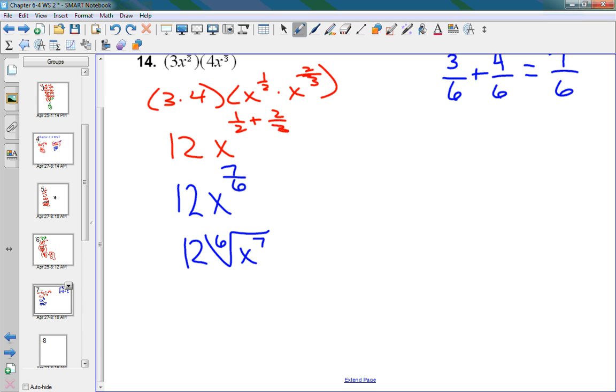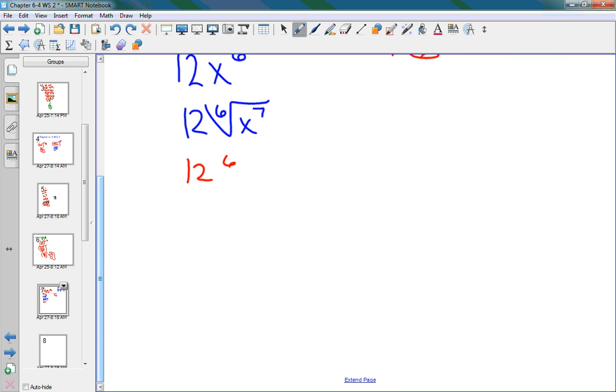So I break this down. I need to have a number smaller than 7 divisible by 6. So what is that? That's going to be 6. I'm going to use 12 times the 6th root of x to the 6 times x. So what is the 6th root of x to the 6? So I have 12x times the 6th root of x.